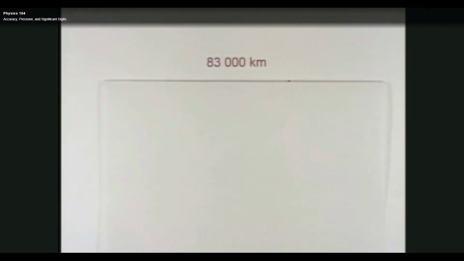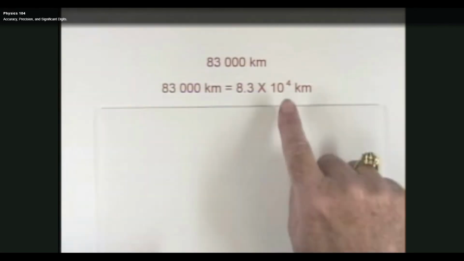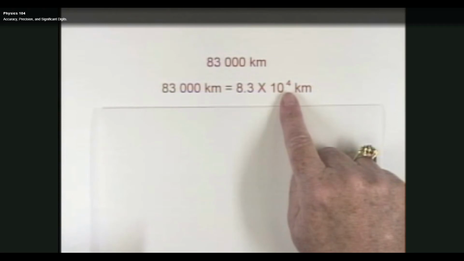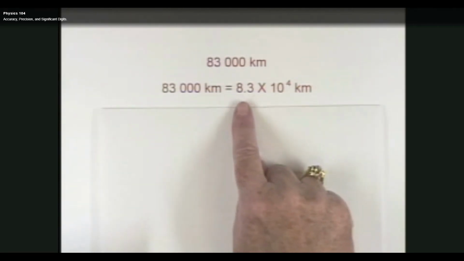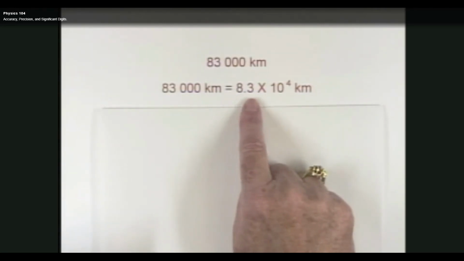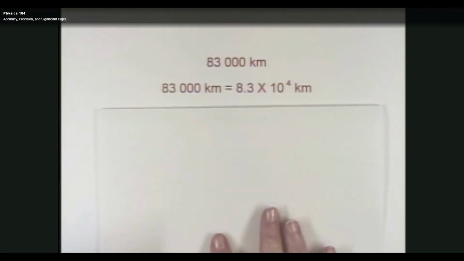Another way to tell if zeros are placeholders is to put the number in scientific notation and see if the zeros disappear. In scientific notation, the power of 10 locates the decimal place. 83,000 equals 8.3 times 10 to the 4th power. The zeros are replaced by the power of 10. When the number is in scientific notation, all you have to do is count the digits, and you have your significant digits.